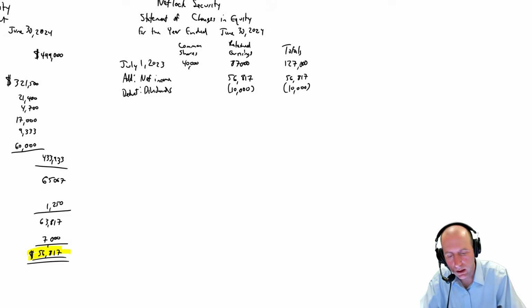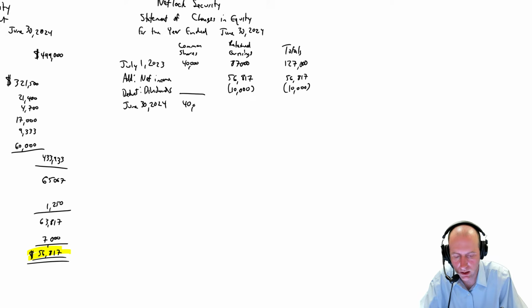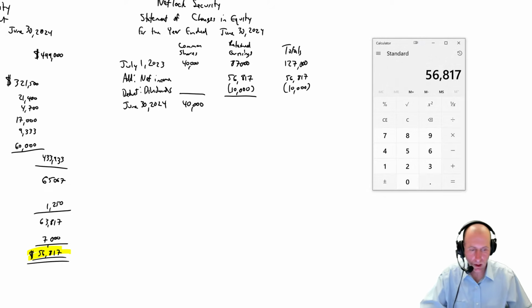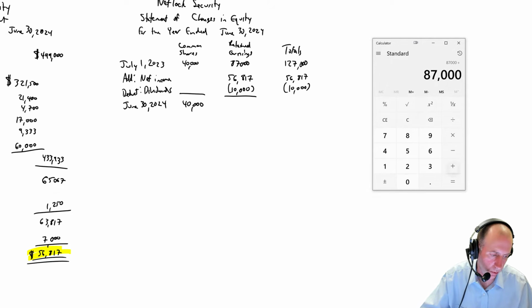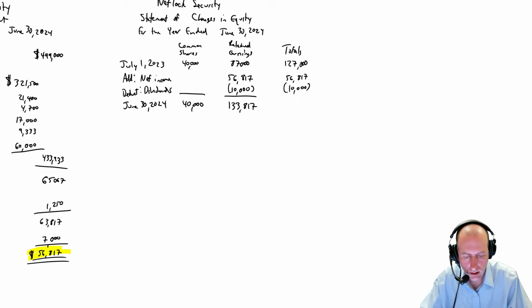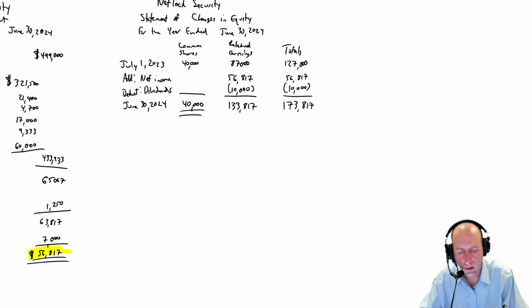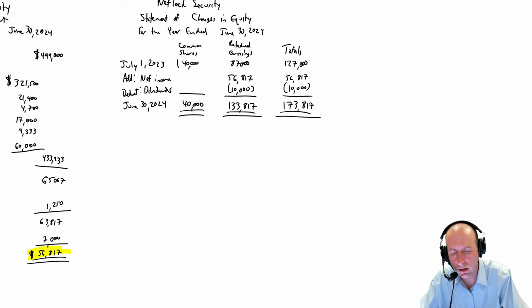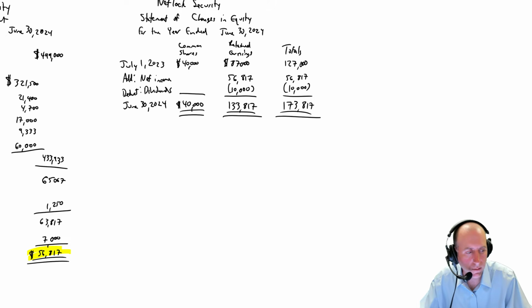Well, let's see. Our ending balances, our June 30th, 2024 balances, are as follows. Common shares didn't change, it's 40. Retained earnings goes up by 56 and down by 10. 87,000 plus 56,817 minus 10 equals 133,817. 40 plus 133 is 173,817. Double underlines across the board, $ signs at the top and bottom of each and every column.